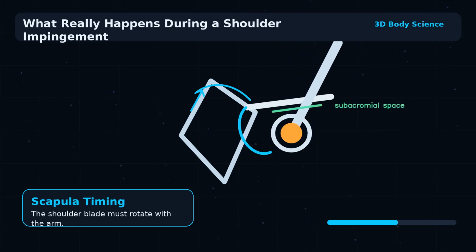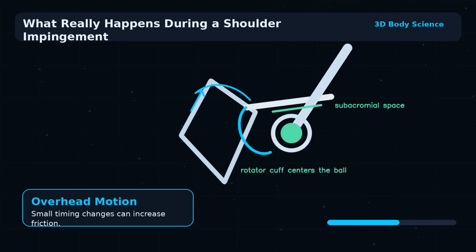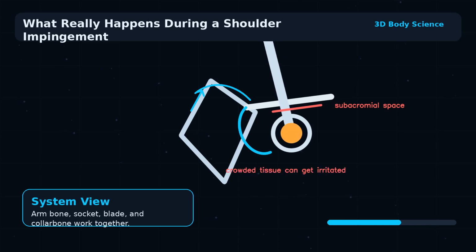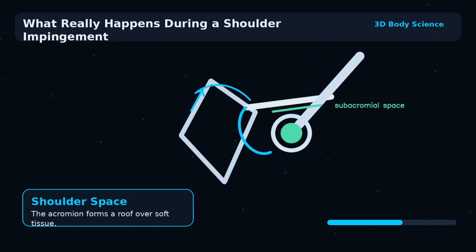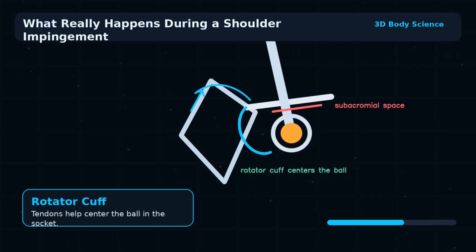A key point: impingement is not always just one structure being pinched by one bone. Research and clinical discussion describe multiple forms and contributing factors. Some cases are more structural, some are more functional. Some involve tendon changes, bursa irritation, muscle coordination, or combinations of all of these. The shoulder is a system, not a single part. That system view helps us avoid oversimplifying.